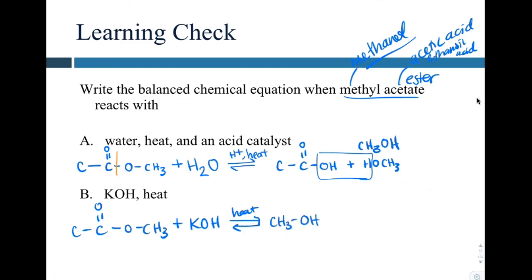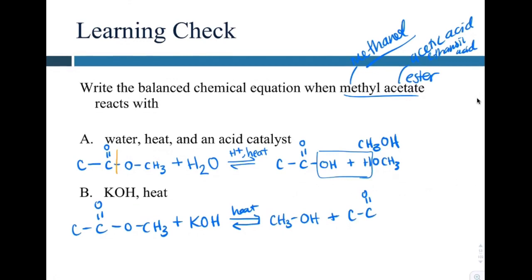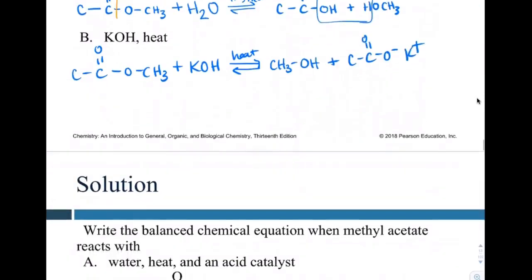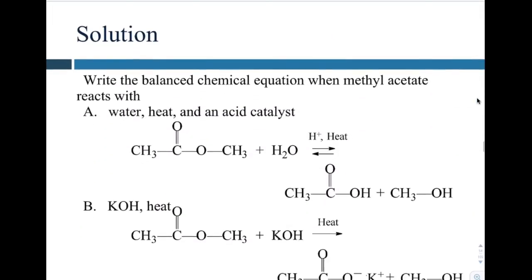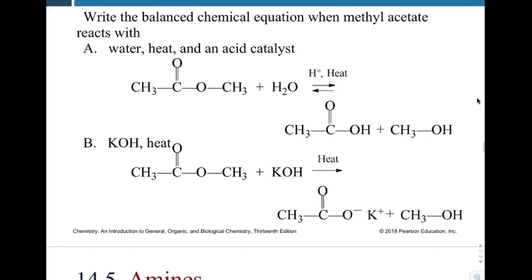And there's my methanol. And then here, if it's in the presence of a base, I cannot get acetic acid, right? But I can get acetate. And what is the ion that it's with? Well, it's with potassium. So I can write this. There you go. Potassium acetate, or potassium ethanoate.